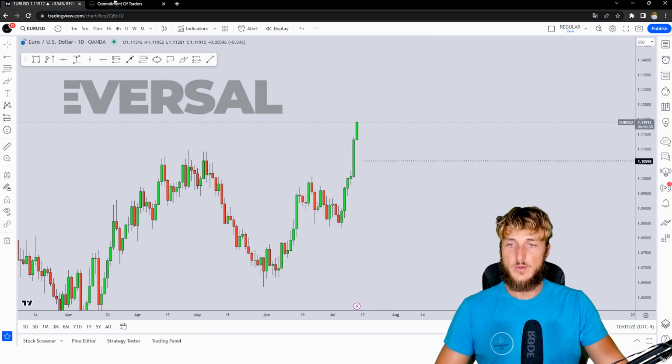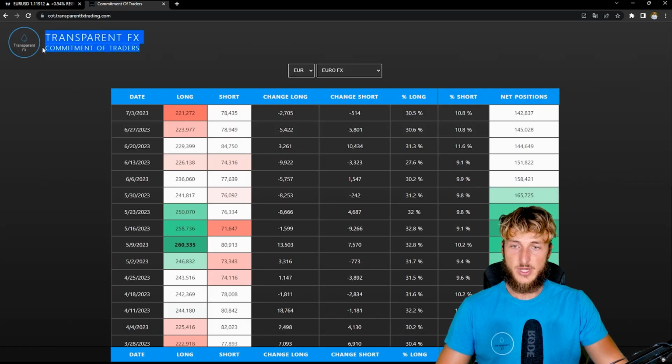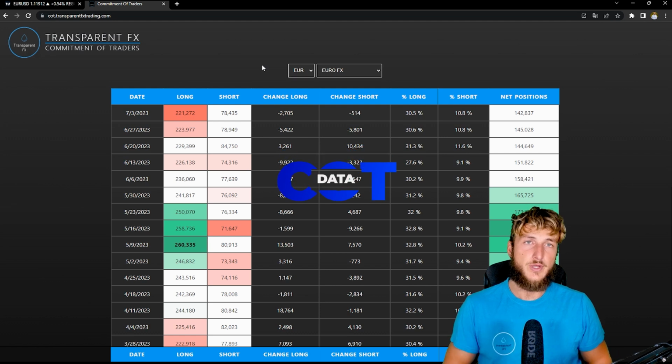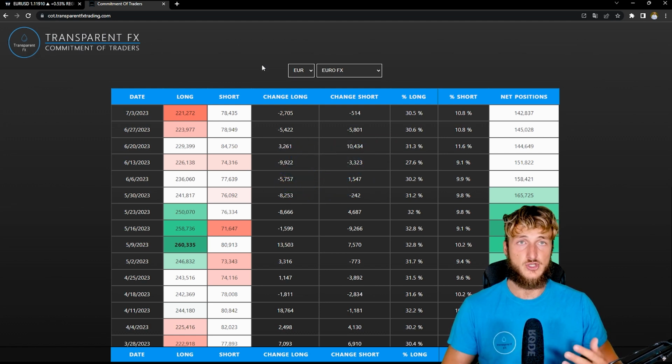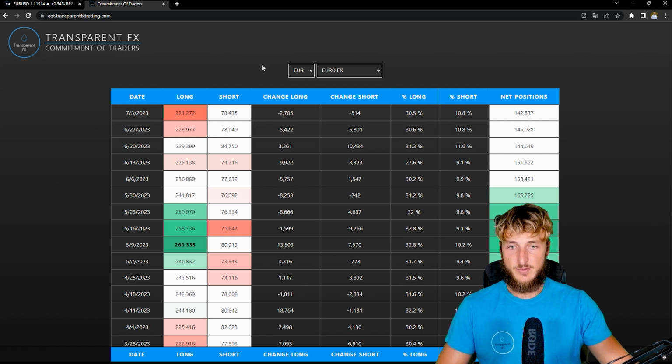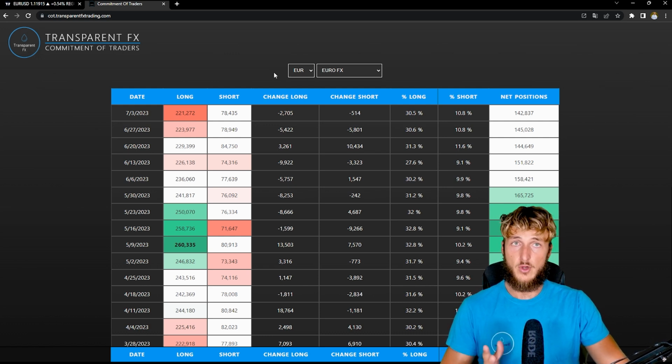Now, if we go and see what we have when it comes to the commitment of traders, so the COT data, which is what the non-commercials, the biggest speculators in the market, are doing, which are essentially hedge funds, the big players in the market, the first thing that we have to recall is that if we're checking the data for the euro, we are actually already checking Euro USD, because all currencies on the spot are traded against the USD.